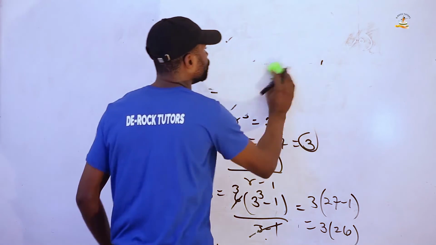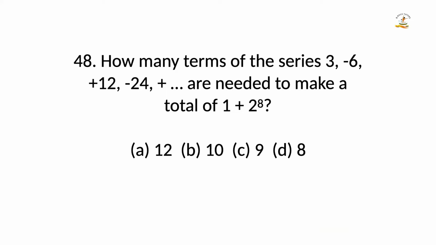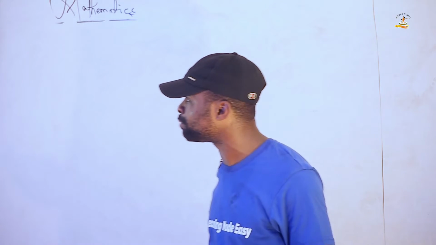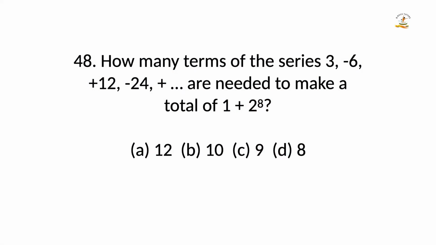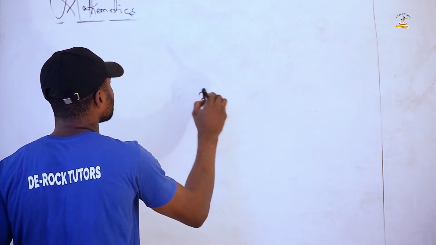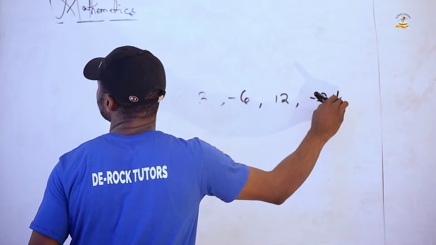The next question is question number 48, and it is still on sequences and series. The question is, how many terms of this series, 3, minus 6, 12, minus 24, are needed to make a sum of 1 plus 2 raised to power 8? Now we need to write out the sequence as 3, minus 6, 12, minus 24.